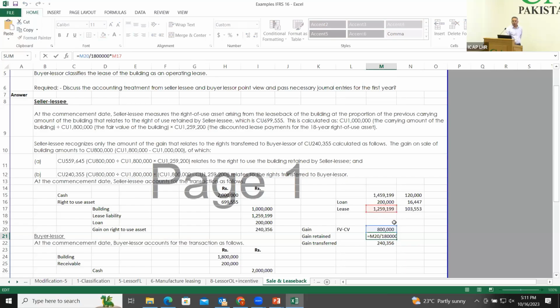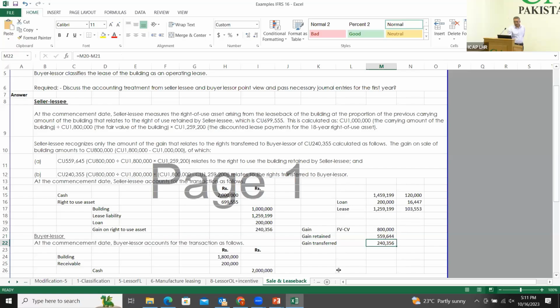Total gain divided by fair value into present value of lease liability. So here is gain retained. Total gain 800,000. Gain retained because you have 18 years of lease. And then this is your gain forfeited. So the gain charged to the P&L, basically the gain forfeited, you transfer to the buyer lessor.